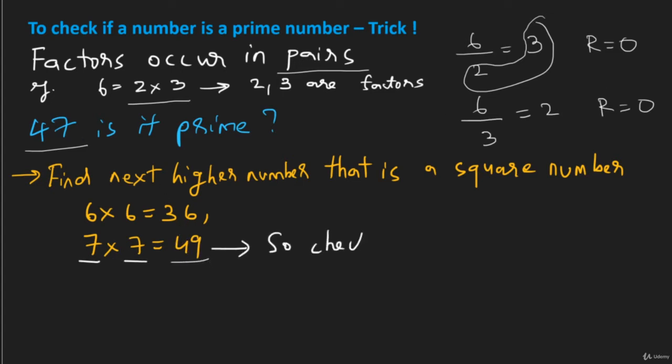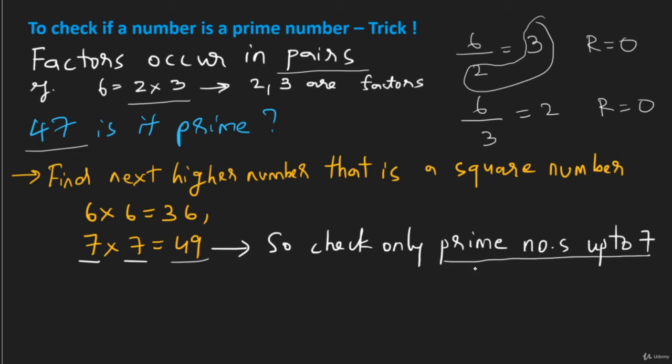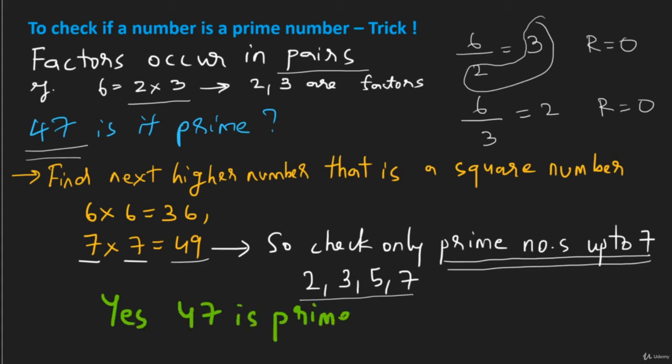So 7 works. Alright. Now you only need to check prime numbers up to 7 to check whether 47 is a prime number or not. What are the prime numbers up to 7? You have 2, 3, 5 and 7. So you just need to check whether 47 can be divided perfectly by 2 or 3 or 5 or 7. And you will see that 47 cannot be perfectly divided by any of these 4 numbers, and therefore, yes, 47 is a prime number.